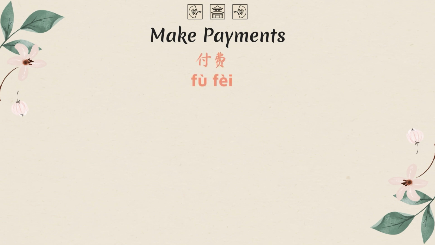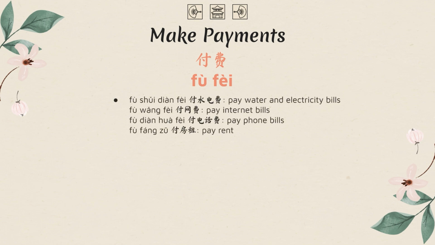Another thing that we can do with the bank is to make payments. 付费. 付费. 付 means to pay. 费 means fees. So to pay fees for things, that's to make payments. 付费. For example, 付水电费. 水 means water. 电 means electricity. So that's when you pay for your water and electricity. 付水电费.